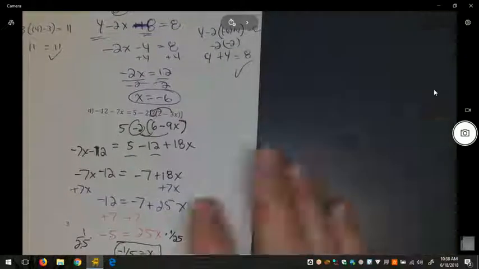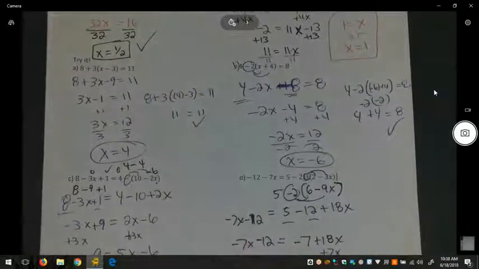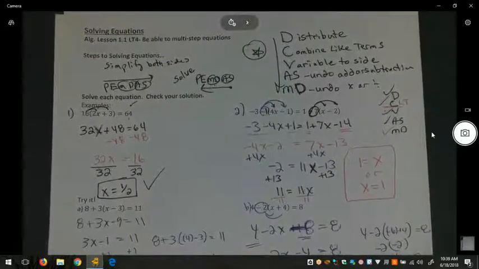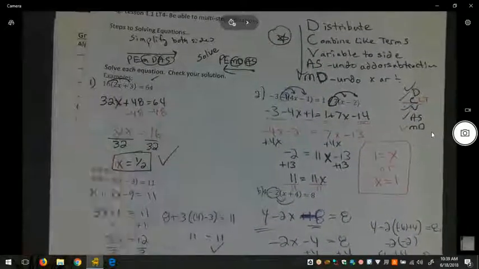This concludes the video examples and try-it problems for solving multi-step equations. You can find other examples by searching in Khan Academy or YouTube.